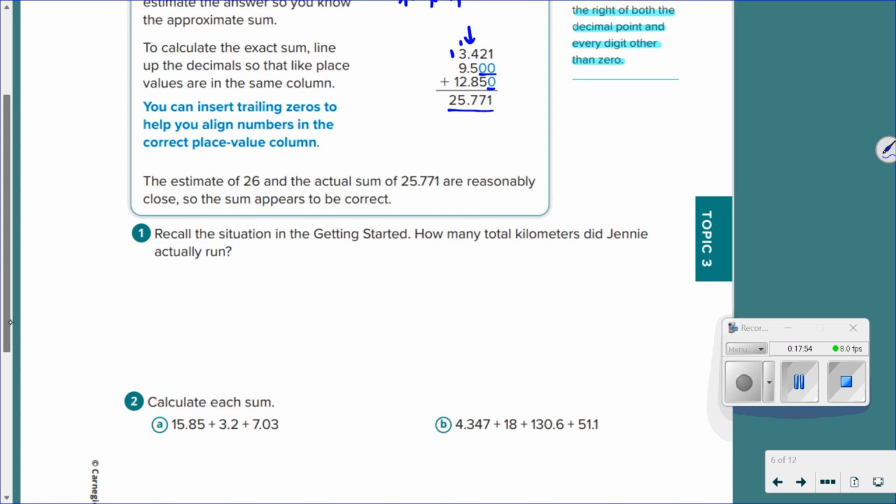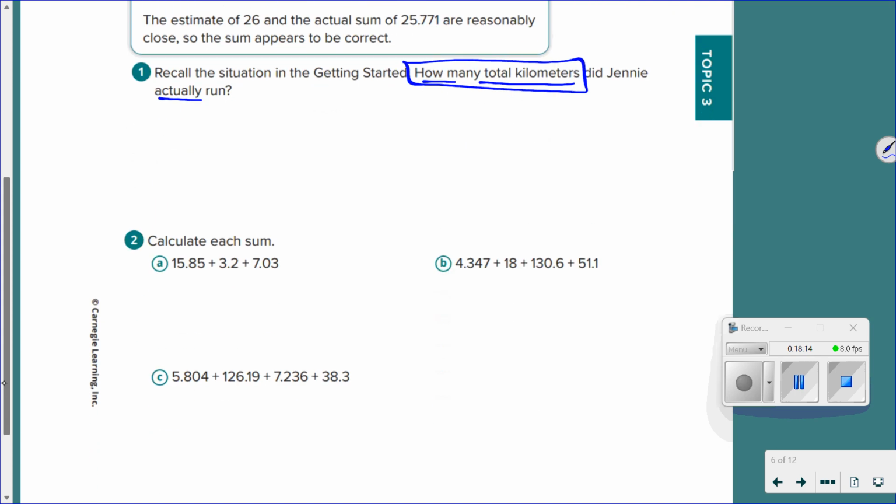So if we go back to our situation getting started, how many total kilometers did Jenny actually run? So now we want you to go back. They gave you 5 numbers. You need to actually add them. Make sure you are following rule number 1, lining up your decimal places. Once you have finished that, you have 3 problems on number 2 to do. So we'll give you guys about 7 minutes to go ahead and do both of those problems.